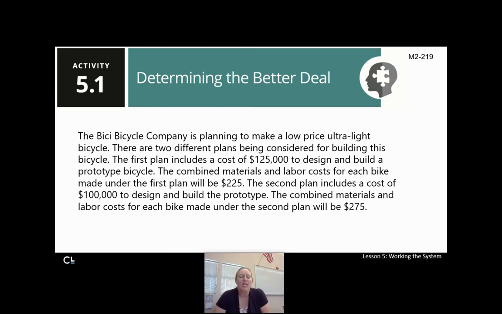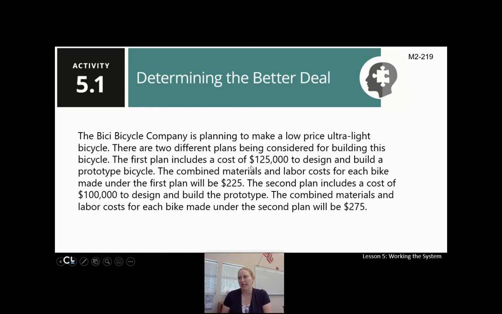It's not that bad. So the BC Bicycle Company, I think that's how you say that, is planning to make a low price, ultralight bicycle. As a cyclist, this makes me happy. There are two different plans being considered for building this bicycle.